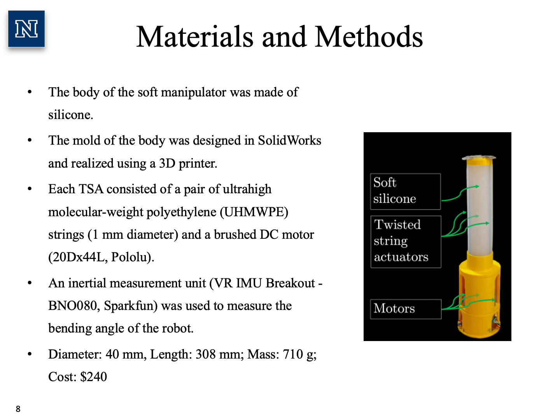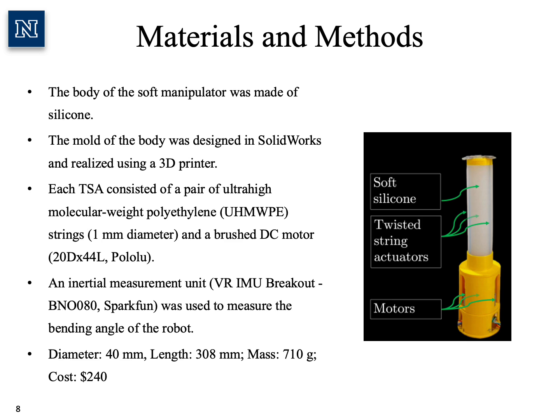Each twisted string actuator consisted of a pair of ultra-high molecular weight polyethylene strings and a brushed DC motor from Pololu. UHMWPE strings were used due to their predominant usage in related literature, and the 2-string configuration was used because of its efficiency in generating desired forces while being relatively compact. The diameter of the strings was 1 mm.